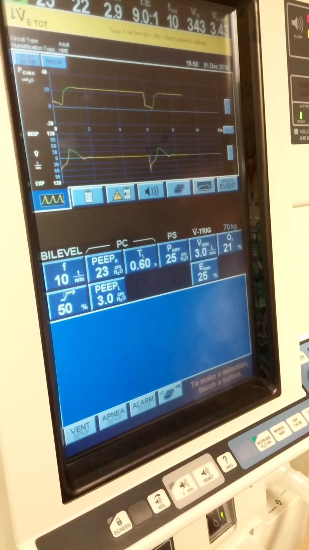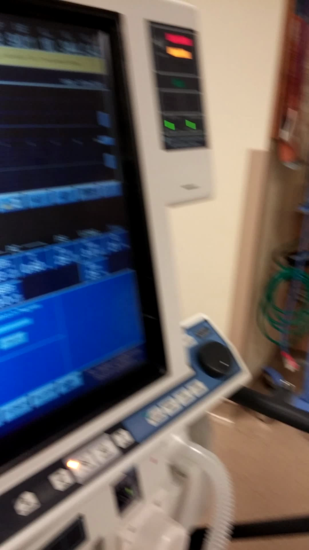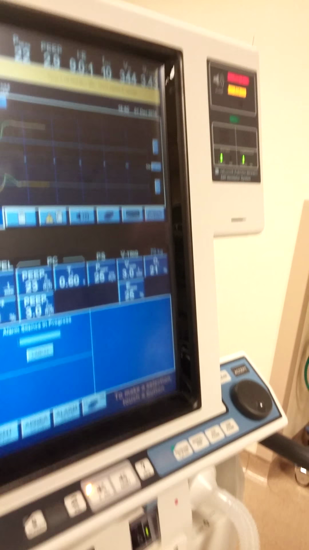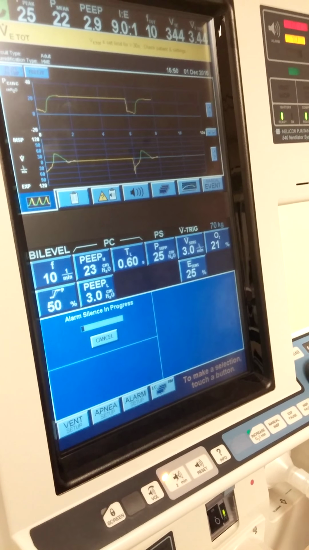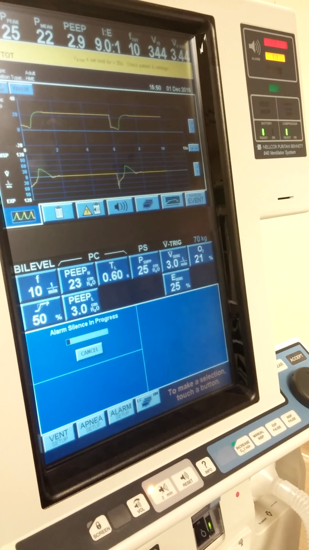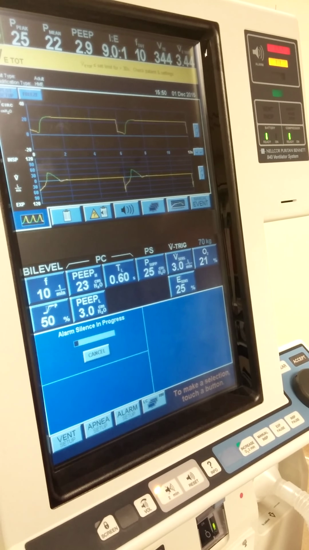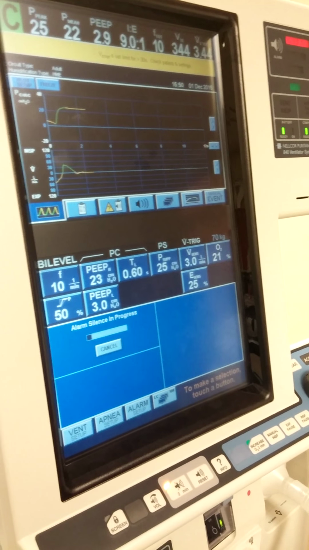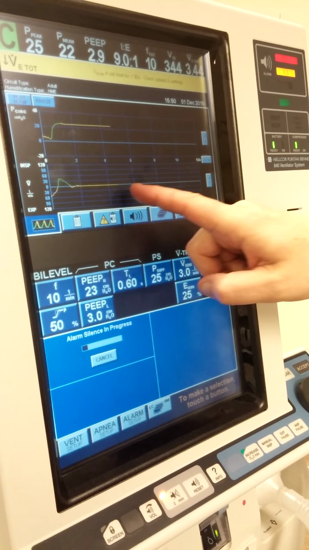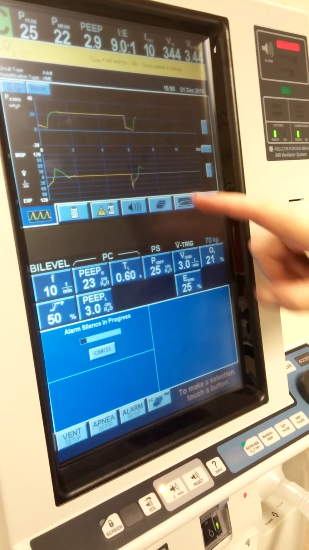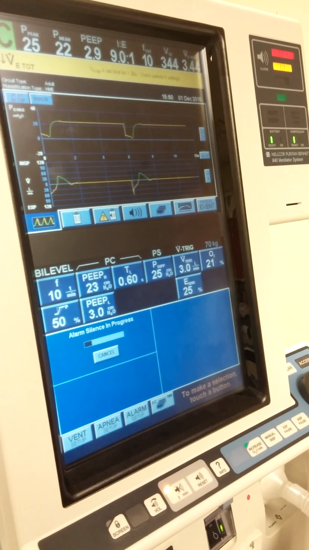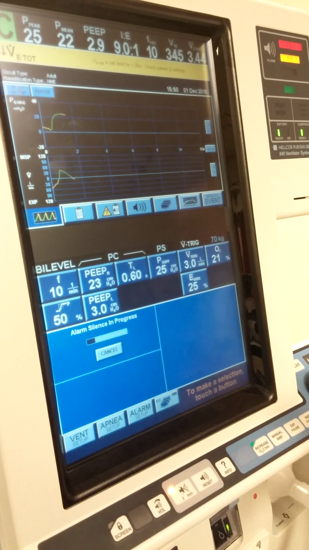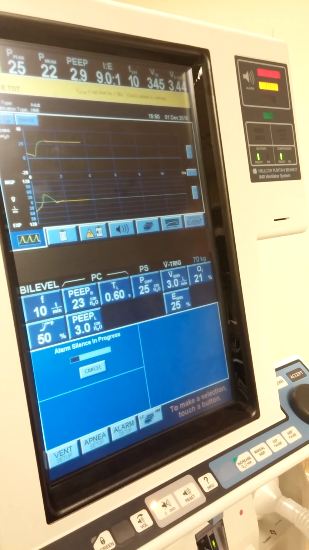Okay, tell you what. So what is 75%? If we go from 25 to 50, that means we're trapping about 70 between 50 and 75%, and that's what we want. When I walk up, I should see on your flow curve that you don't come back to baseline. If you do, you're de-recruiting, which we don't want.